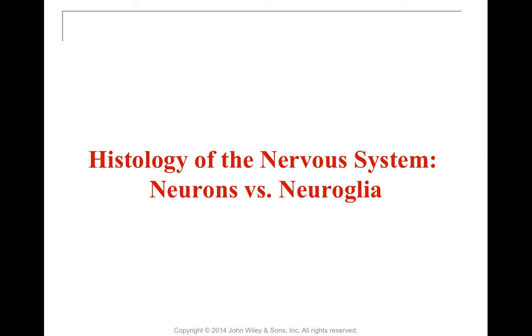Okay, so let's take a second to review the histology of the nervous system. We'll talk about neurons and neuroglia.